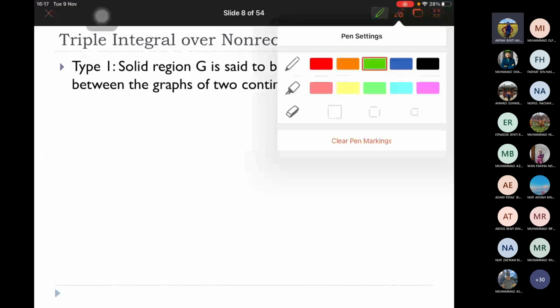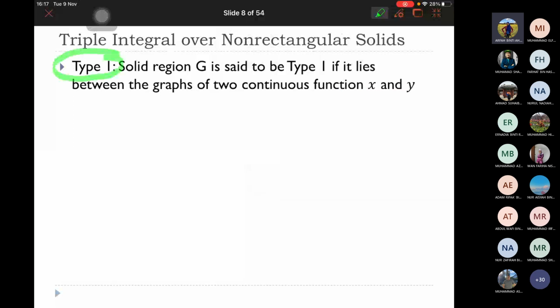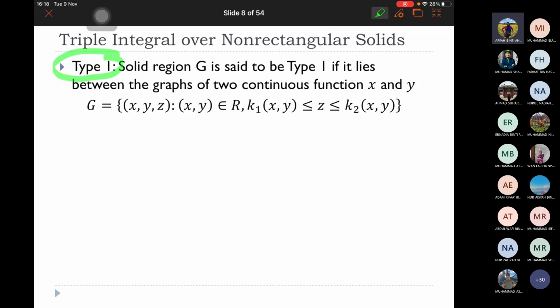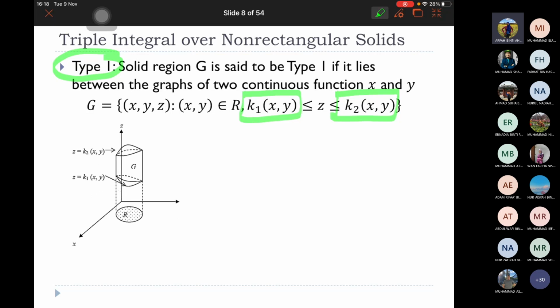The first one is about type 1 solid. So for type 1, the solid of the region G is said to be type 1 if it lies between the graph of two continuous functions of x and y, by which in this case function of x, y and z, yang berada dalam sebutan x dan juga y, meaning that z will be in the form of k1 function of x and y or k2 function of x and y.